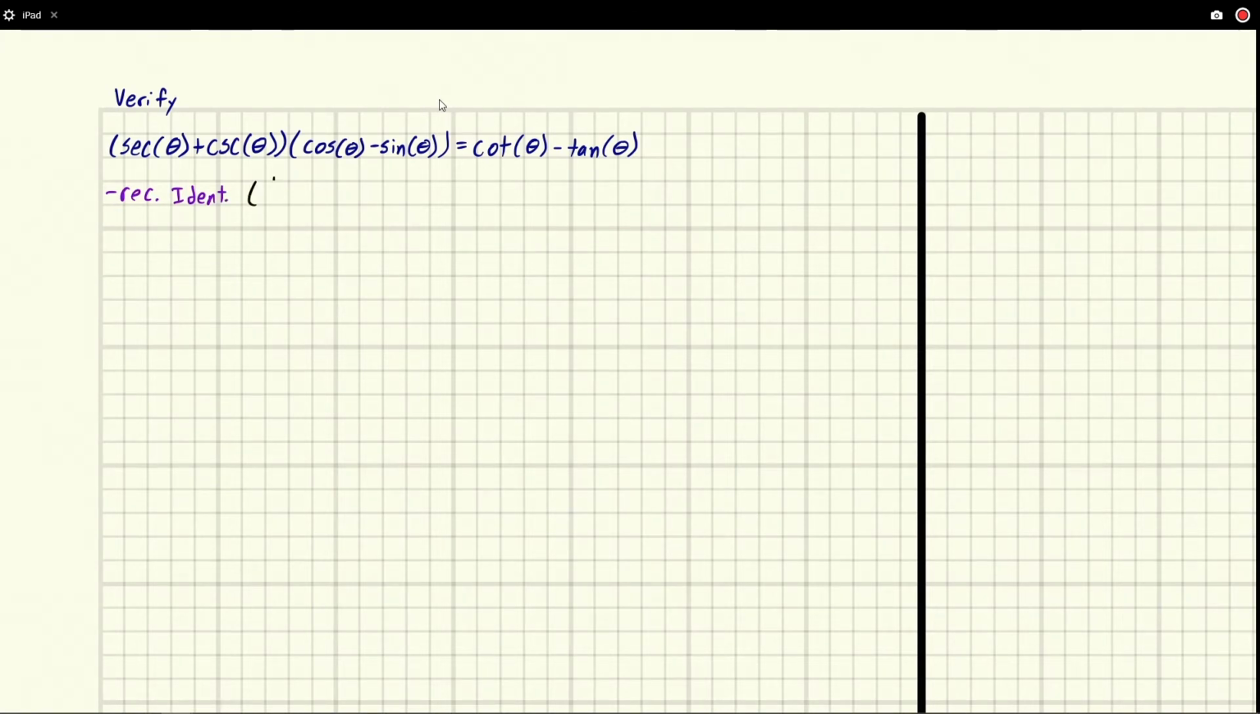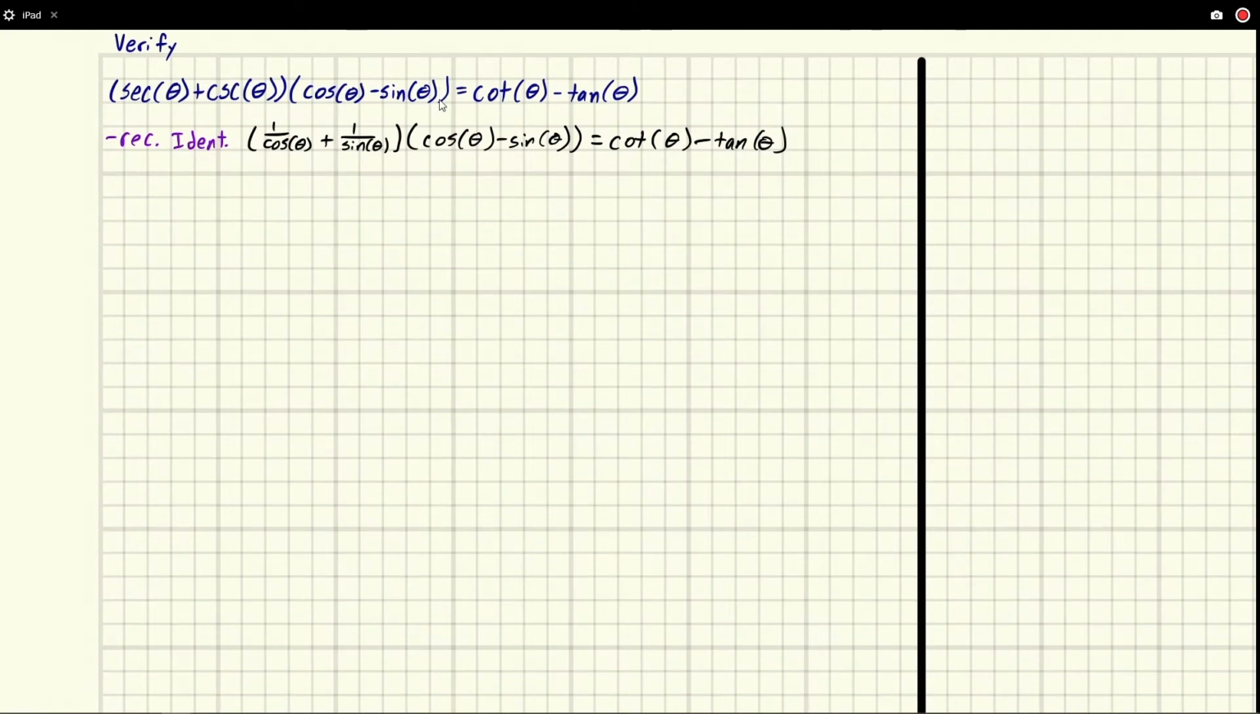And we're going to get 1 over cosine theta plus 1 over sine theta. I don't know why I'm writing so small. I'll write bigger in the next steps. Times cosine theta minus sine theta is equal to cotangent theta minus tangent theta. So this is what we're trying to show, and the name of the game is touching only the left-hand side. Can we get it to be the same as the right-hand side?